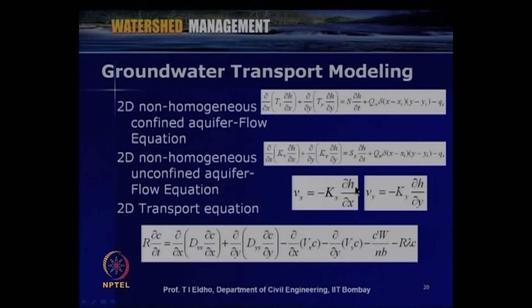Then we can put these Vx and Vy in the transport equation, which is given here, where R is the retardation coefficient. Generally, we can consider it equal to 1 if there is no retardation effect to be considered. Dx and Dy are the dispersion coefficients, Vx and Vy are the velocities obtained from here, C is the concentration, and lambda is the radioactive decay coefficient. So, depending upon what type of parameters we are modeling as far as groundwater is concerned, we can use groundwater transport modeling.